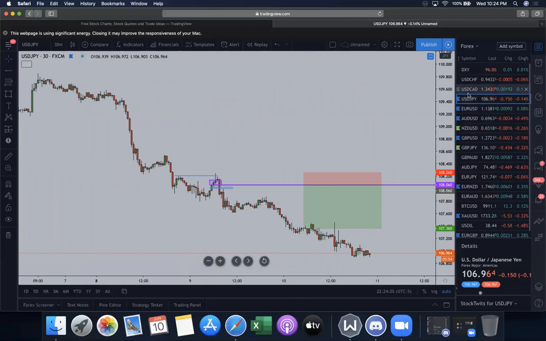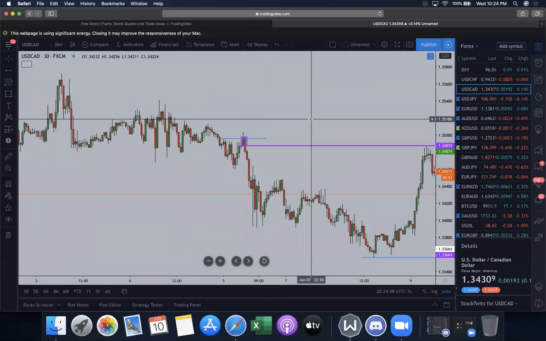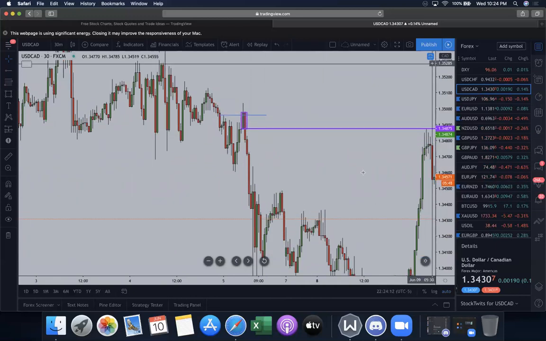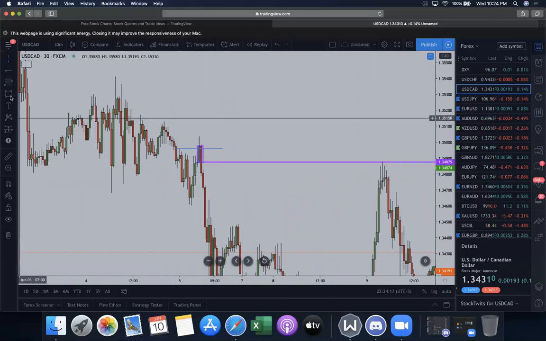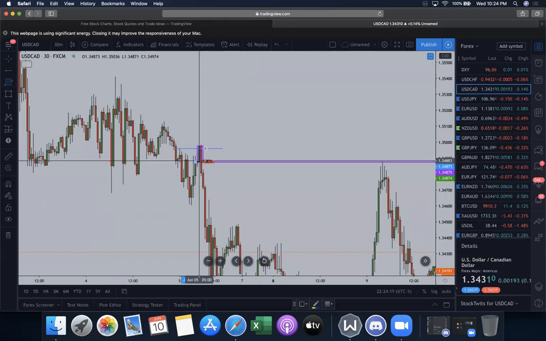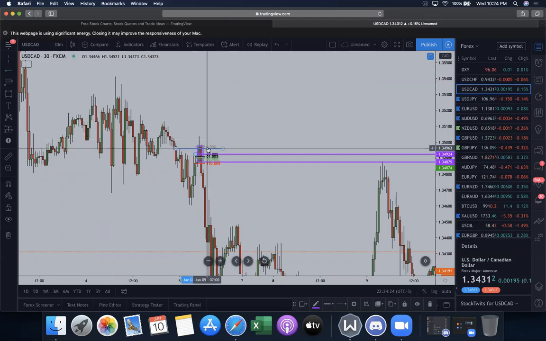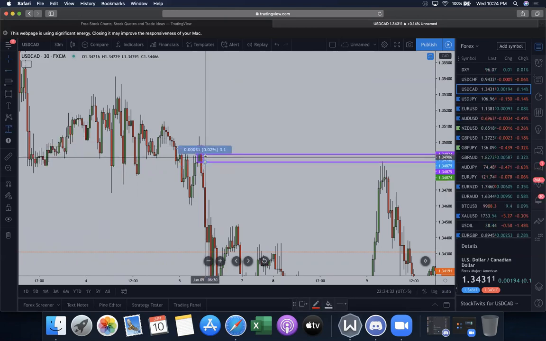On the continuation sniper, since it was so small, I would have just entered at the open there. And this one might, see how it barely wicked it? So I would have entered at the open because if we enter at 50%, we would have missed it. And look, that's only about 5 pip difference. So there's no need to be that picky over 5 pips of drawdown.